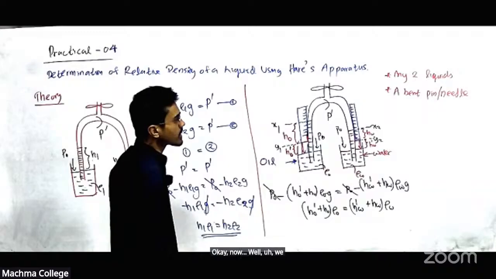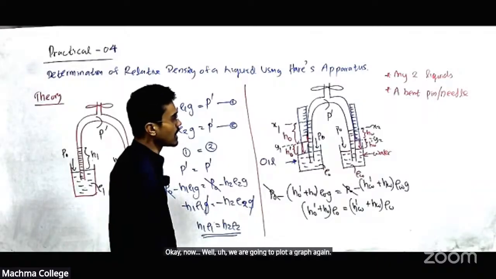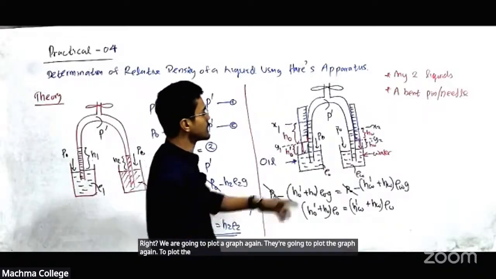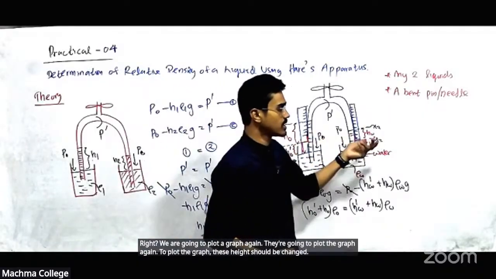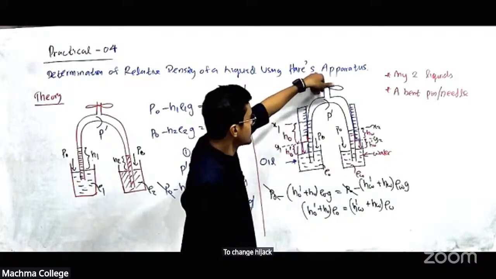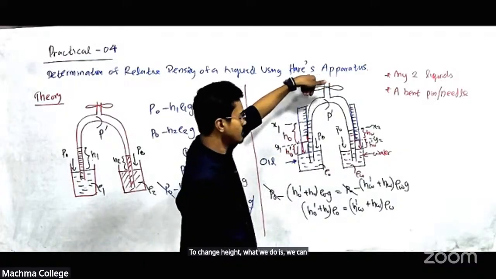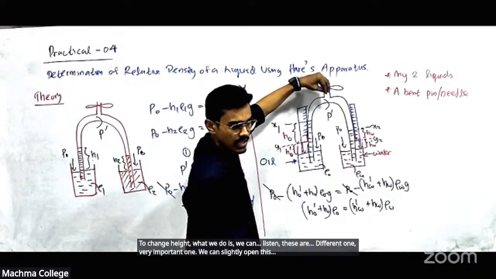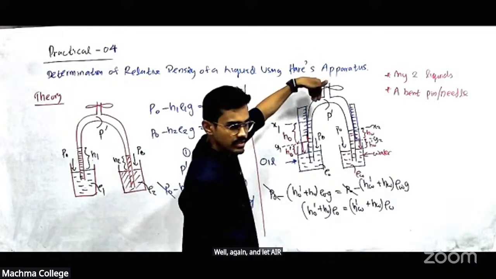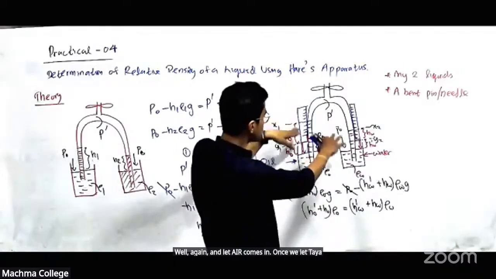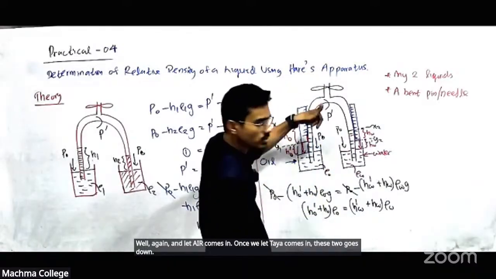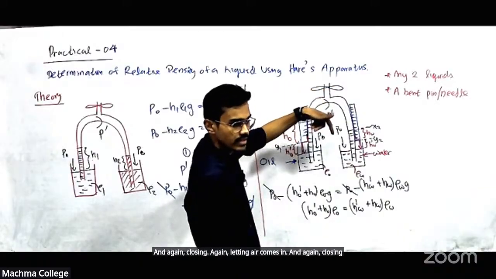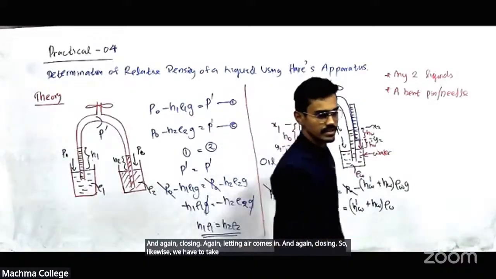Now we are going to plot a graph again. To plot the graph, these heights should be changed. To change the heights, listen, this is a different and very important one. We can slightly open this valve again and let air come in. Once air comes in, these two go down, and then we close it again. Again let air come in and close again. Likewise, we have to take 6 different readings.